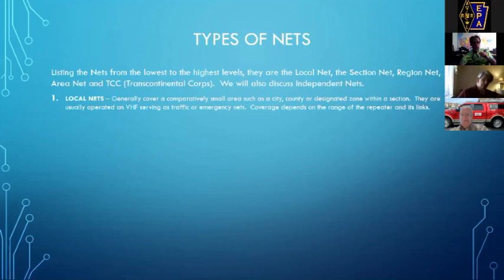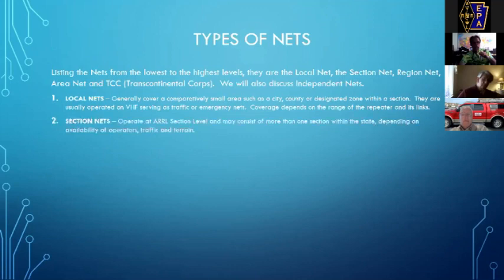Local nets generally cover a comparatively small area, like a city or a county or a designated zone within a section. This is the bottom rung of the national traffic system. It's not the least important. It's ones serving the local community. It might be on a repeater, or it could also be on an HF frequency or a simplex frequency.